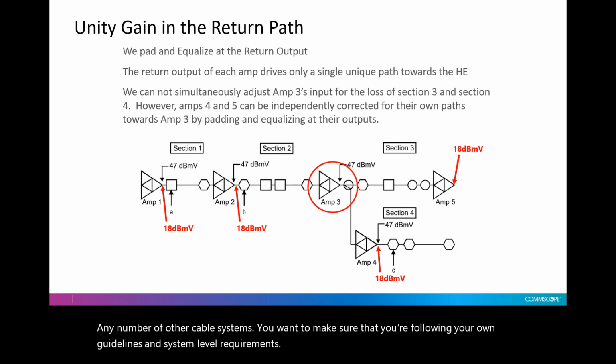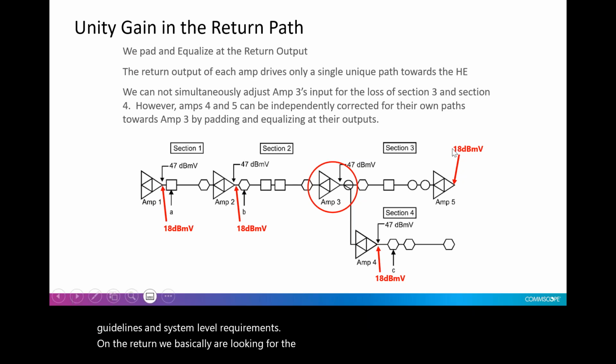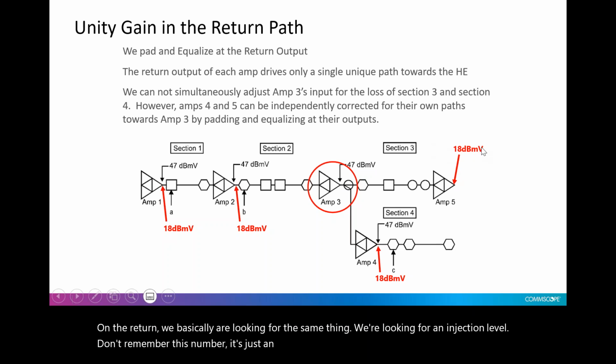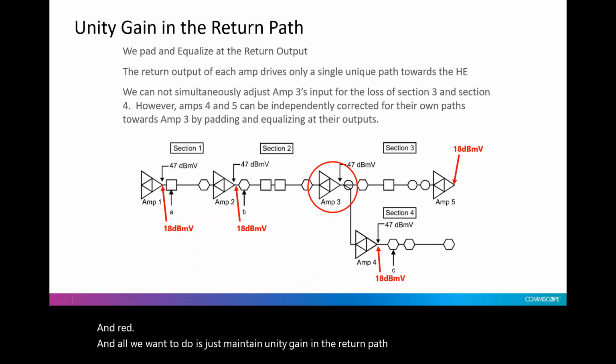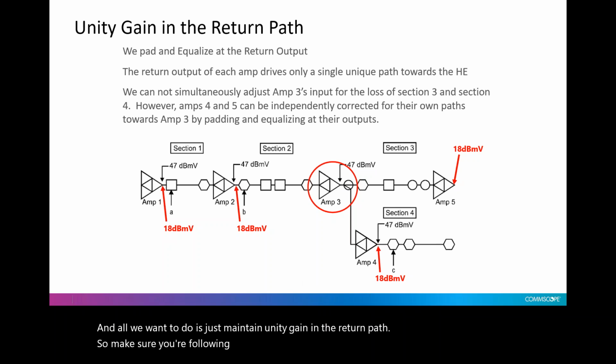On the return, we basically are looking for the same thing. We're looking for an ejection level. Don't remember this number. It's just a number that we're using as an example. But you can see there's 18 going into each amplifier here in red. And all we want to do is just maintain unity gain in the return path. So make sure you're following the design prints.